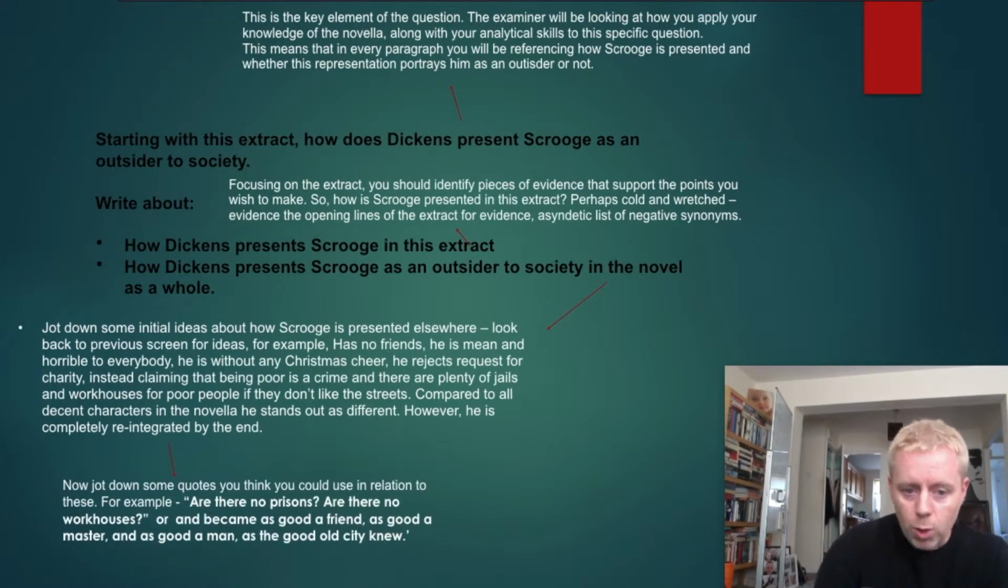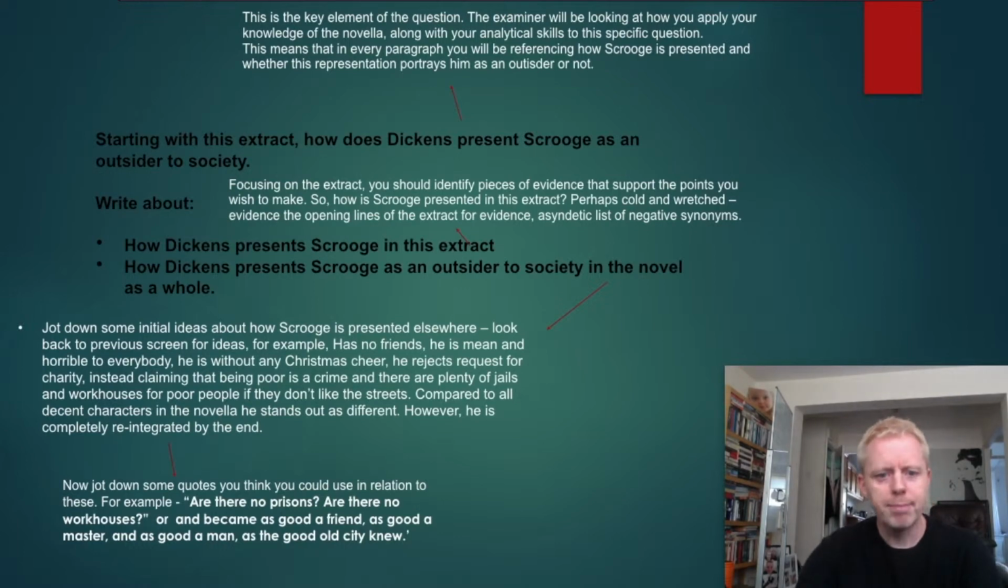Now jot down some quotes you think you could use in relation to these. For example, 'Are there no prisons?' Easy one to remember. 'Are there no workhouses?' Easy one to remember. Or, 'and became as good a friend, as good a master, and as good a man as the good old city knew.' Great one if you can remember it, because if you get a question on Scrooge, this encapsulates his redemption by the end. Repetition of 'good' there, for example, just in case we didn't get the message.